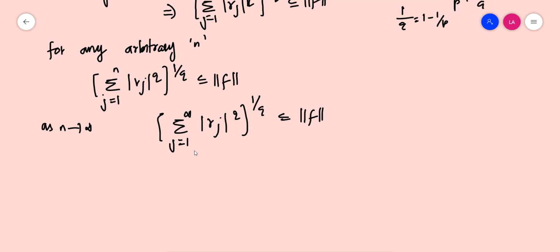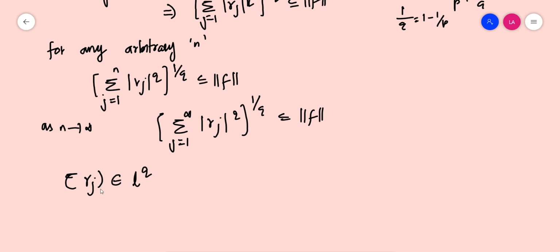So, this means that the summation over j from 1 to infinity of modulus of gamma j, the whole raised to q, should be less than a finite number. This norm of f is actually a finite number because f is a bounded linear functional. So the summation of modulus of gamma j raised to q is a finite number, which by the definition of LQ means that the sequence gamma j is an element in LQ.